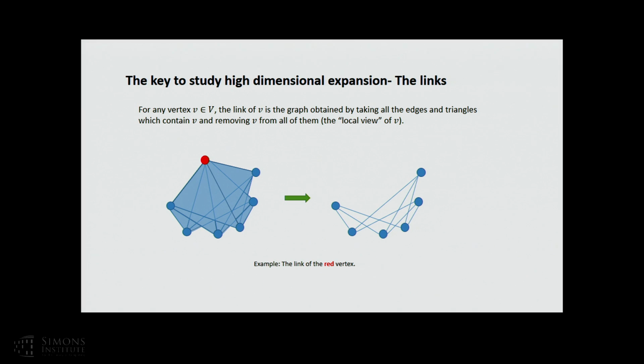So I'll say what the links are. Let's focus on this two-dimensional complex. It's a small piece of a complex. We have a huge complex, and then we focus just on a small part of it. So we have vertices, edges, and triangles. And the link of this red vertex is basically the graph obtained by taking all the triangles and edges which contain this vertex, and removing this vertex from all of them. So we obtain this graph, which has now vertices and edges. And that's the link of this red vertex. It's basically the local view of the vertex.